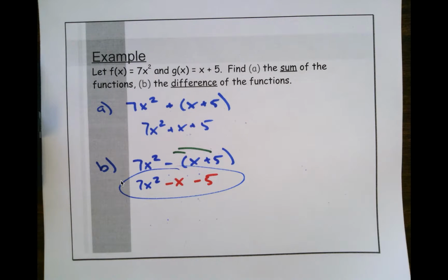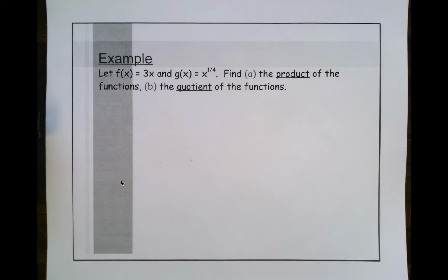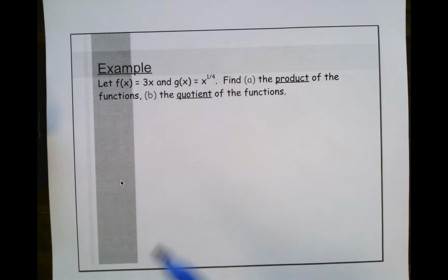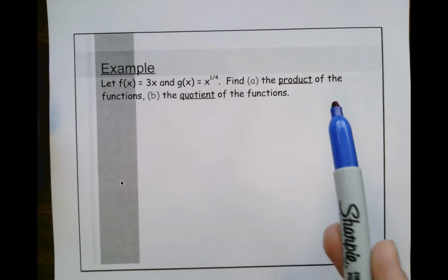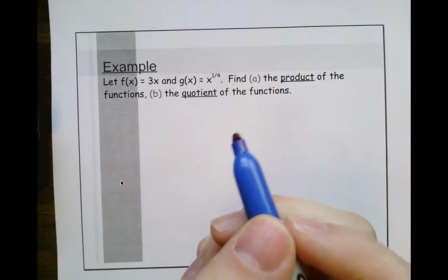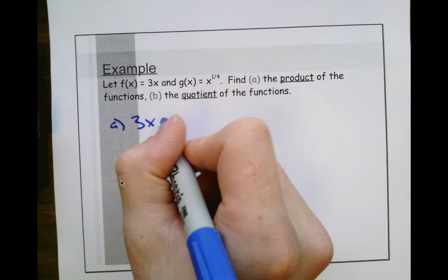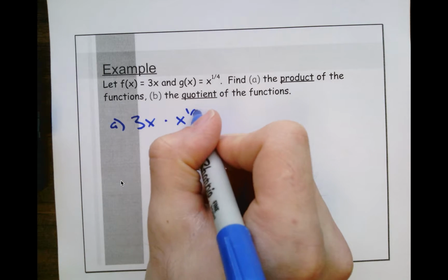Again, this is stuff that we did last chapter too. So really not much difference. Where things are going to change a little bit is when we start including power functions, which we have right here. So I want to find the product and the quotient. Remember, product is when we multiply two things together. Quotient is when we divide them. So the product would be, say, 3x times x to the 1/4.